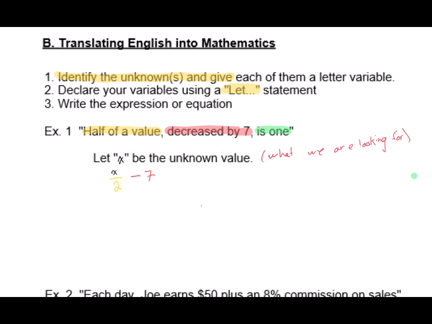So first of all, we need to get rid of the 2 on the bottom here. So we're going to multiply by the LCM of 2. The LCM is 2 in this case. And we just multiply each numerator by 2. So we end up with 2. X over 2 times 2 is just x minus 14. And then moving the 14 over to the other side gives us x equals 2 plus 14, which is x is 16.